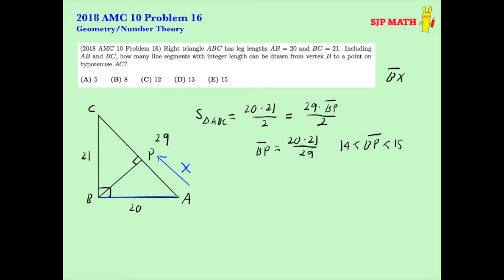So the length of BX decreases from a length of 20 to the length of BP. And we know that the length of BP is between 14 and 15. It's like 14 point something. But we only want to deal with integer lengths here, so we're just going to say that this length is going to range from 20 to 15 as X moves from A to P. So we can just write this down.